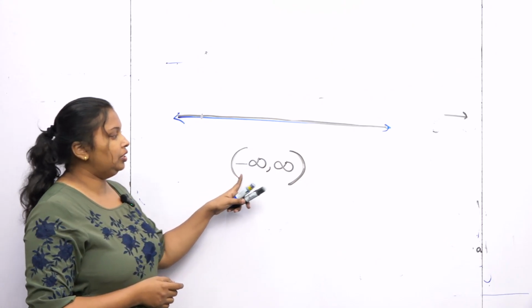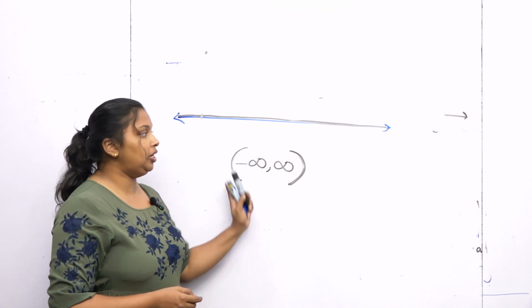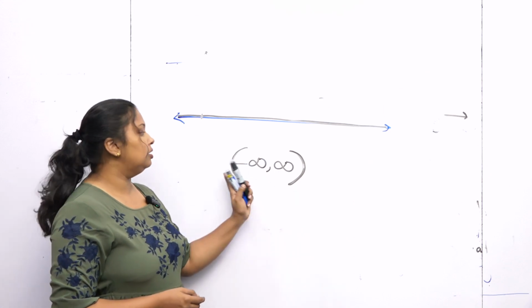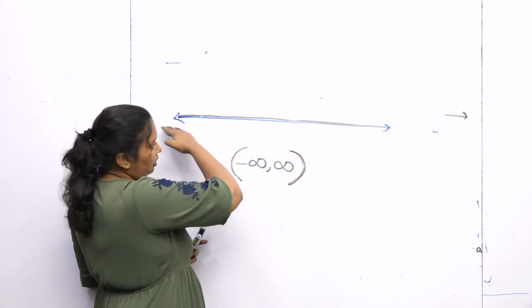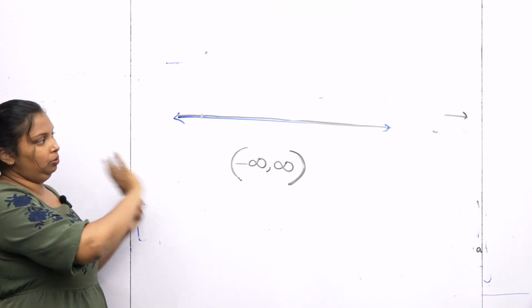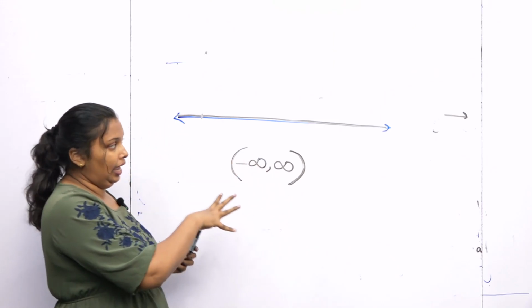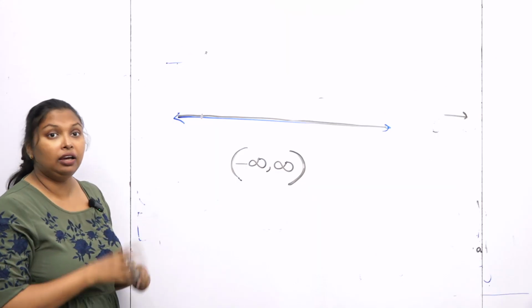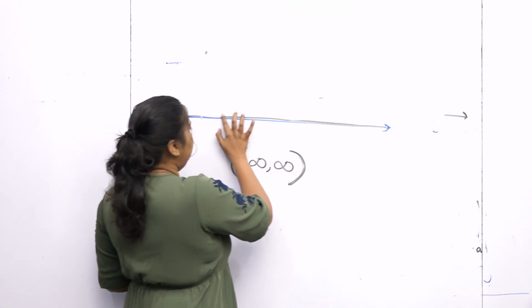So this is actually the real number set. This represents the real number set, minus infinity to plus infinity. All the numbers means the real number set. Can you understand? On the number line, from this side to this side, from minus infinity to plus infinity, every value we represent this way, and that represents the real numbers. Clear? Okay.